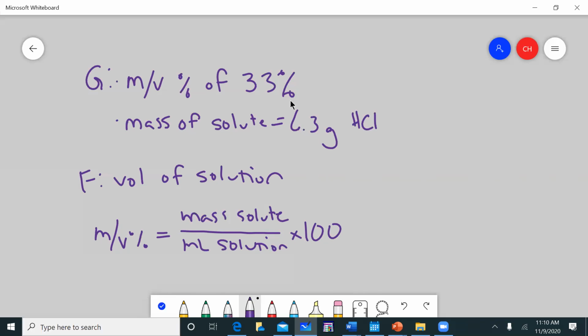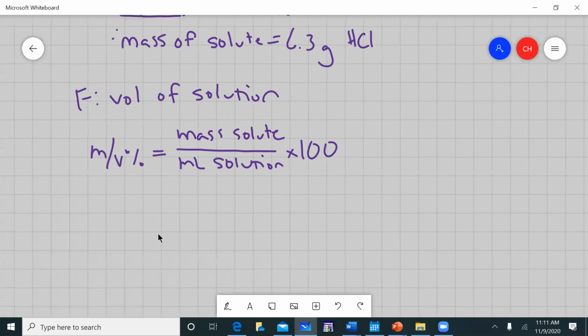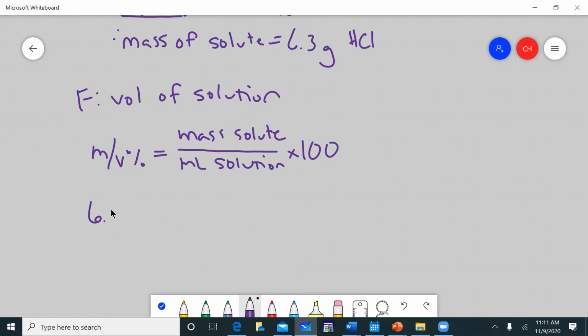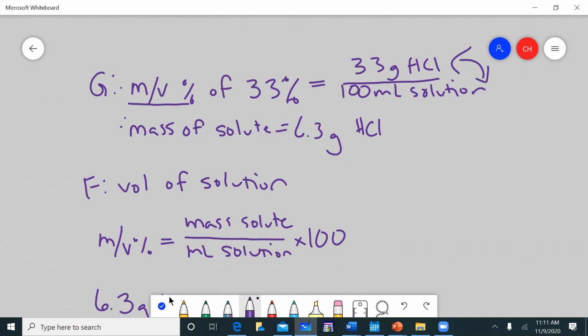Another way is to use this 33% as a conversion factor. So it's a mass volume percent. That's the same thing as saying I have 33 grams of HCl in every 100 milliliters of solution. So if I start with my given information, which says I have 6.3 grams of HCl, and we use this as our conversion factor, I wouldn't want to use it like this, right? Grams is on the top here. I want to flip-flop those.